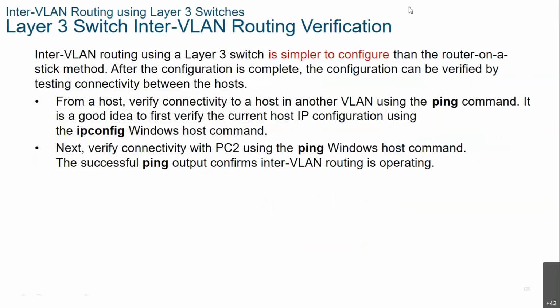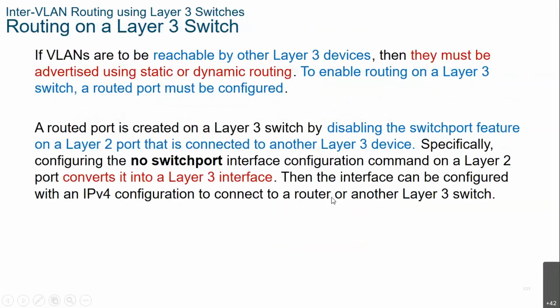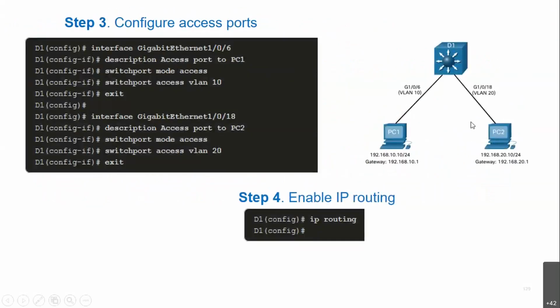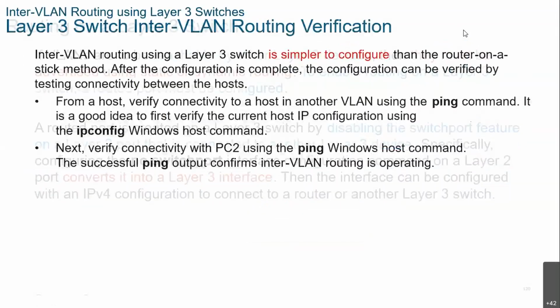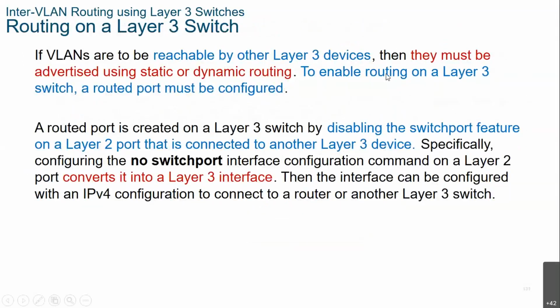Simple to configure. Okay, after that you can verify your configuration. If VLANs are to be reachable by other layer 3 devices, what it means here is that we have our VLAN 10 and VLAN 20, but we want other people on the internet to be able to find you. So this particular switch will be connected to a router, right? One port on that switch, you must configure as a routed port.